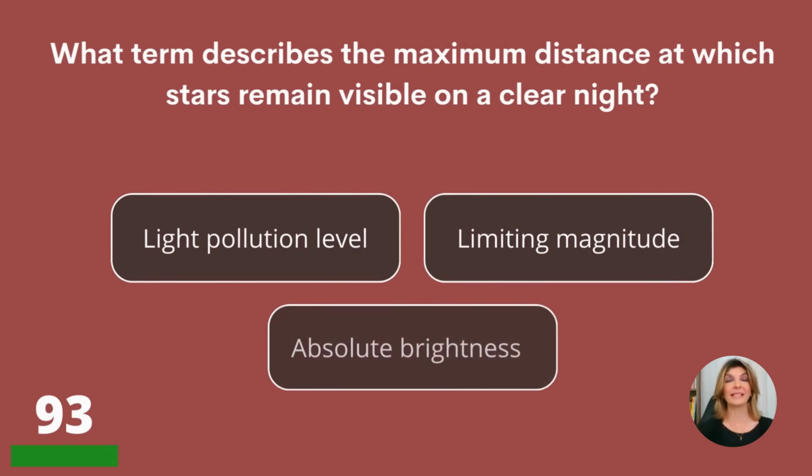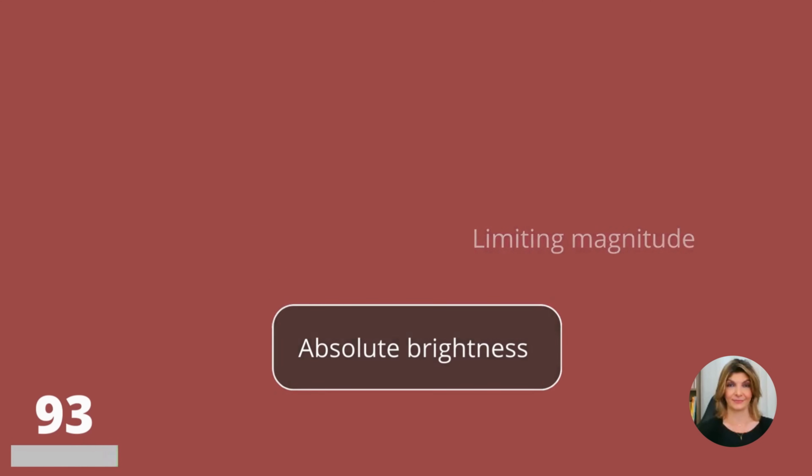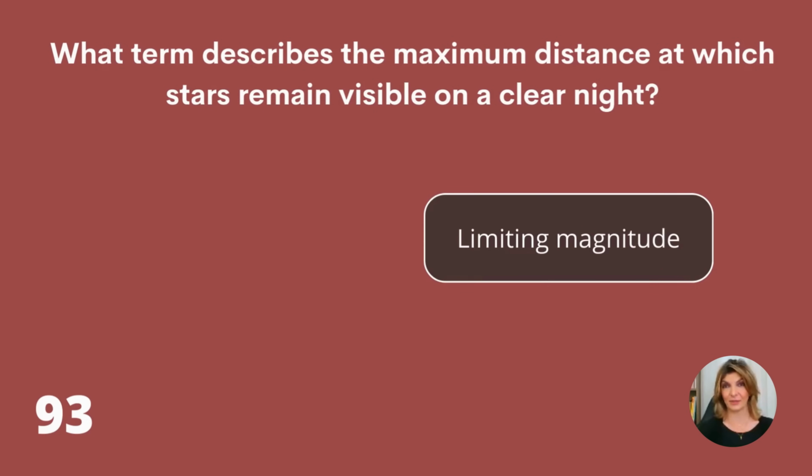What term describes the maximum distance at which stars remain visible on a clear night? Light pollution level, limiting magnitude, or absolute brightness? Limiting magnitude.